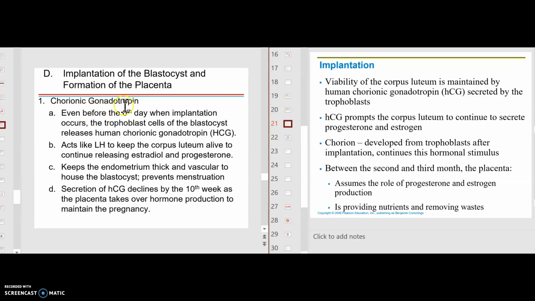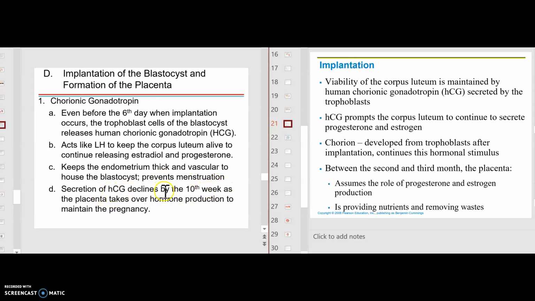Okay, so chorionic gonadotrophin: even before implantation, the trophoblast cells of the blastocyst release human chorionic gonadotrophin. It acts like LH, luteinizing hormone, to keep the corpus luteum alive to continue releasing estrogen and progesterone. It keeps the endometrium thick and vascular. That's another thing, to house the implanted blastocyst, and it prevents menstruation.